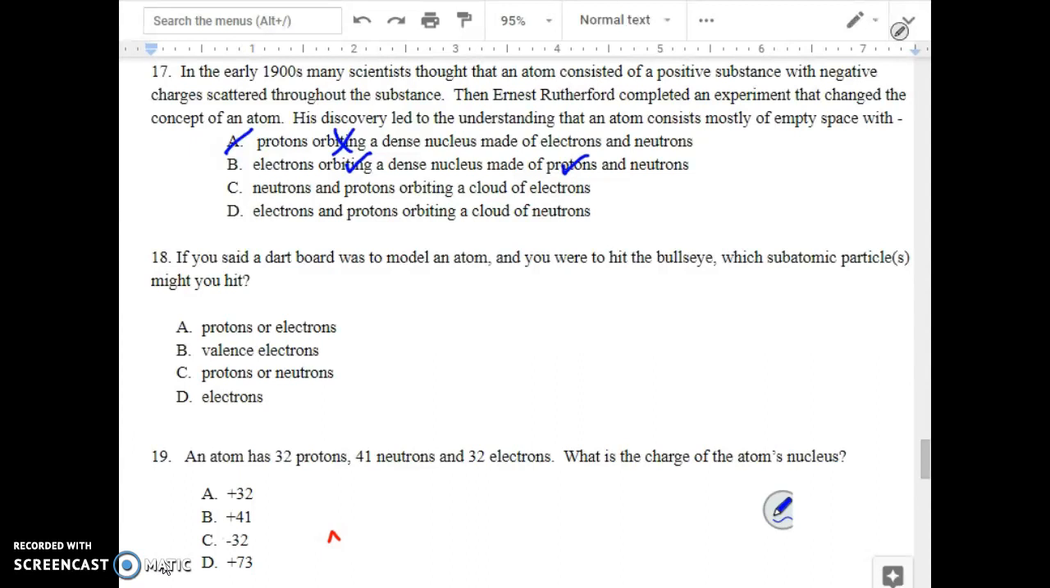Letter C, neutrons and protons orbiting. No, the only orbiting particle is the electron. And D, electrons and protons orbiting. Again, protons are in the nucleus, so B is our answer.